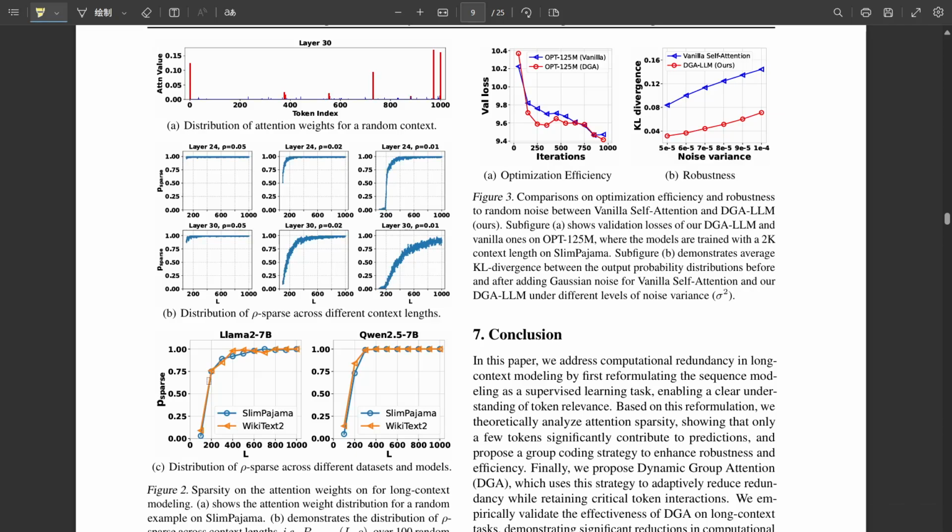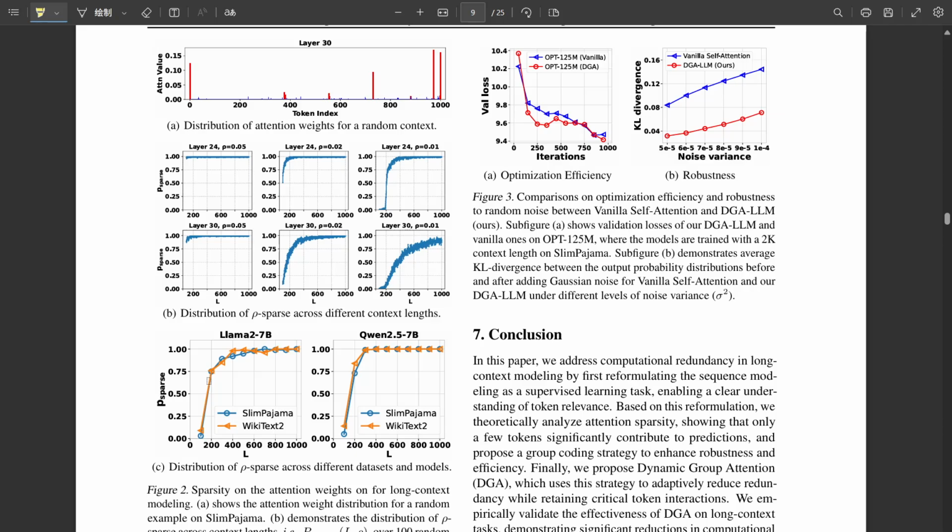Okay, this is making sense. The theory identifies the sparsity problem. The supervised view helps define it mathematically. And the grouping theory proves it can make things more robust and faster to train. That's a solid foundation. So how do they turn this theory into something that actually runs?